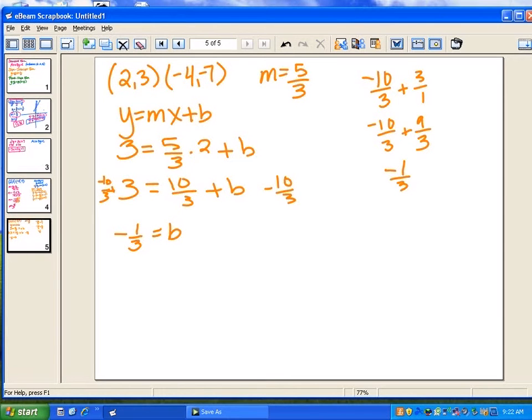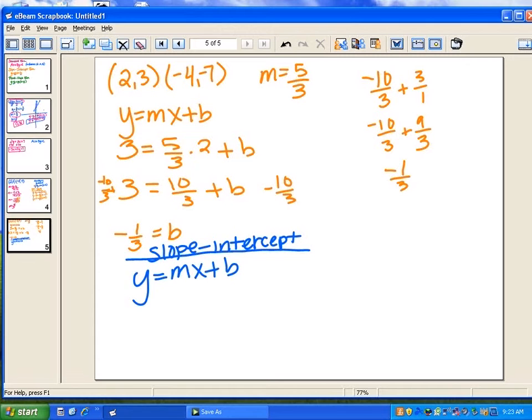Now what? Box your answer. No, I just got a b. Do I have it in slope-intercept form? No, but it's an answer. I can now plug it in. So I have y equals mx plus b, and I'm going to remind myself that I'm solving for slope-intercept form so that I can find it on my paper, and more importantly, my teacher can find it on my paper.